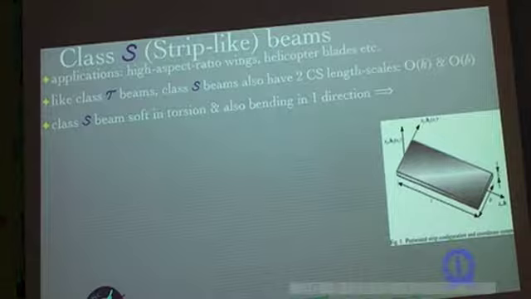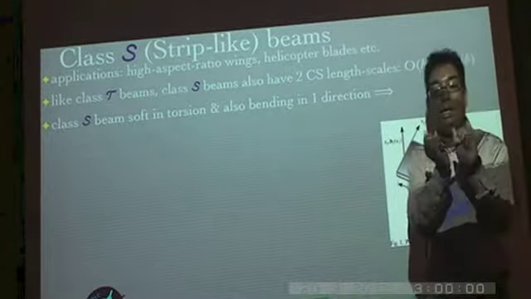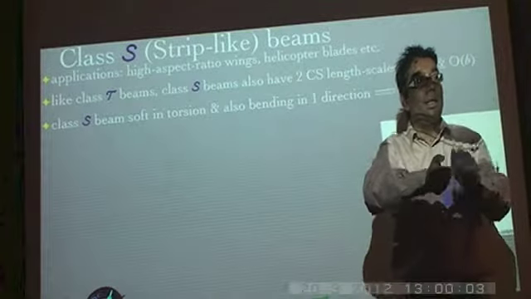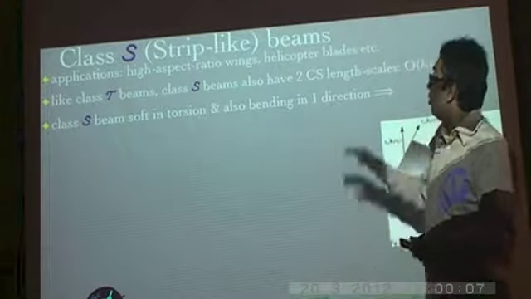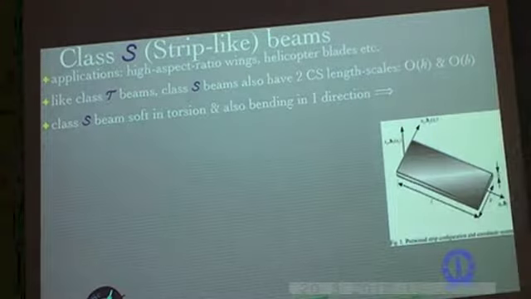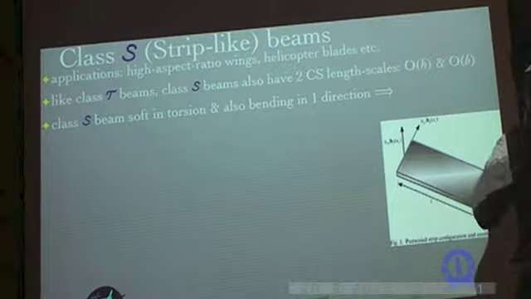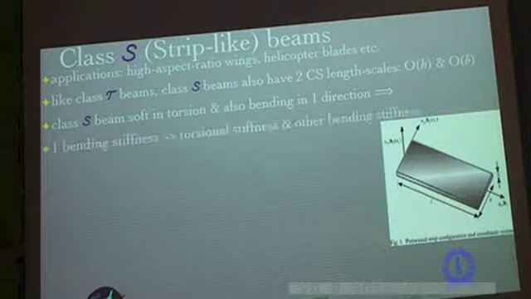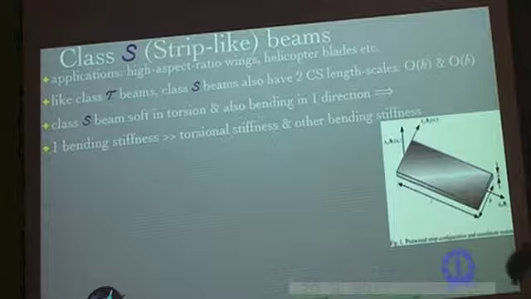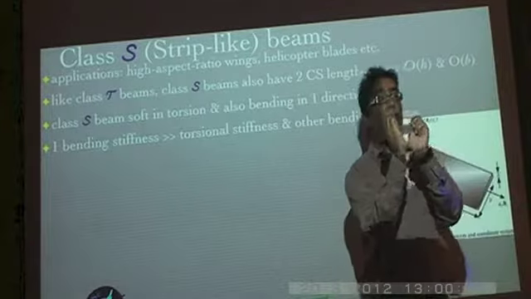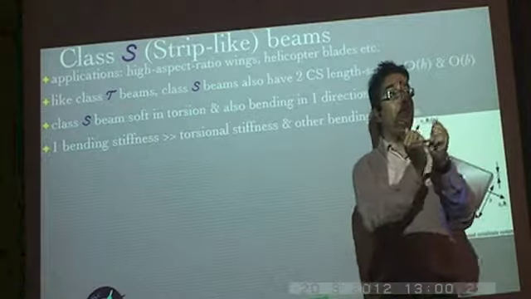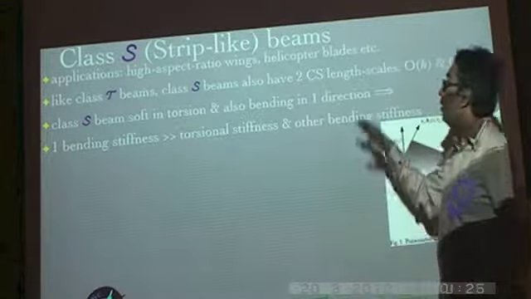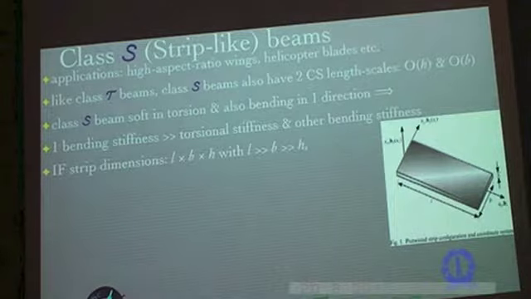Class S beam is soft in torsion, of course, just like the class T beams, no difference there. But the difference comes in bending, because bending in one direction is very different from bending in the other direction, because bending stiffness is much lower here compared to this. So bending in one direction is soft. Basically this direction, the bending is very soft. So one bending stiffness is much greater than the other bending stiffness as well as the torsional stiffness.